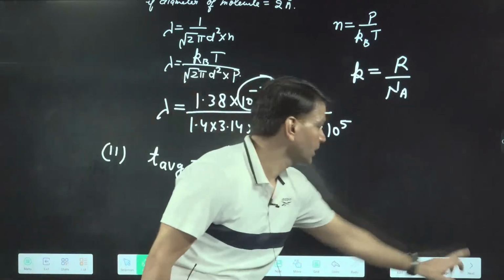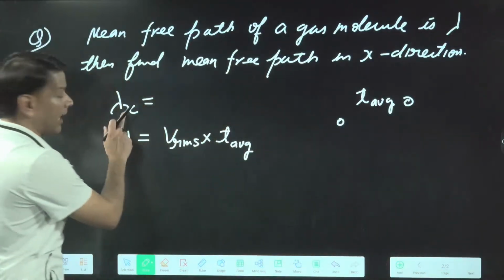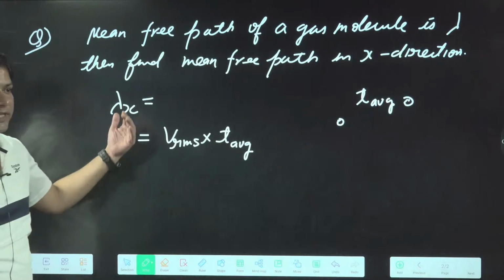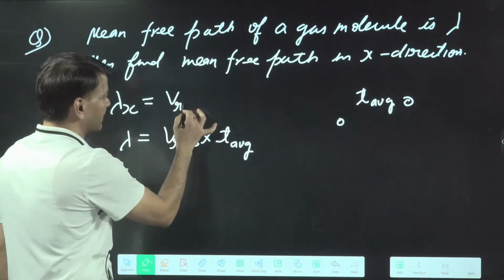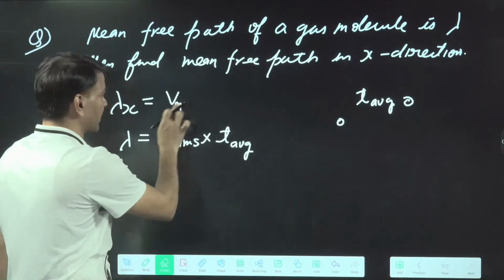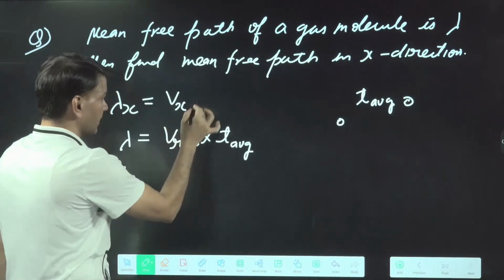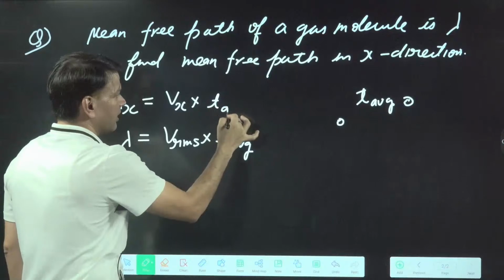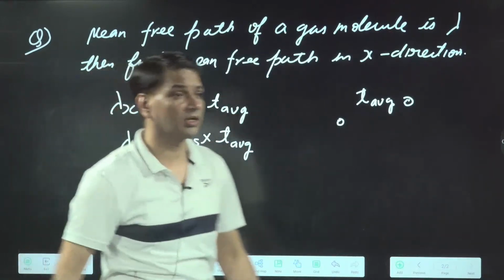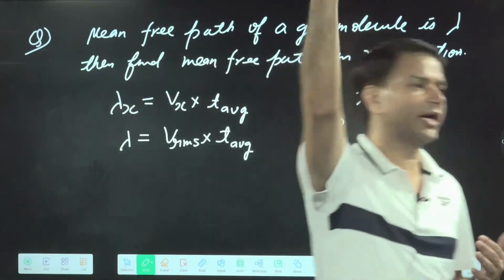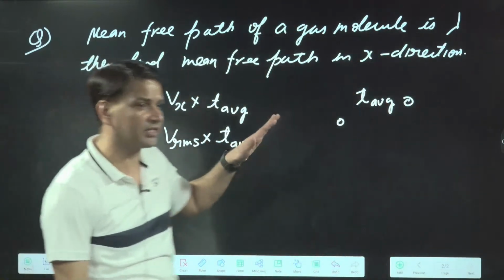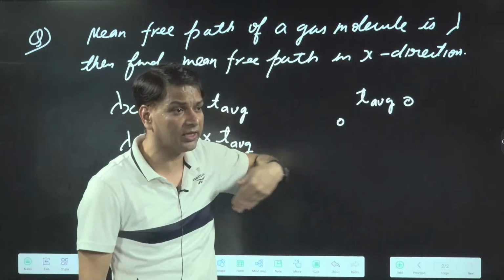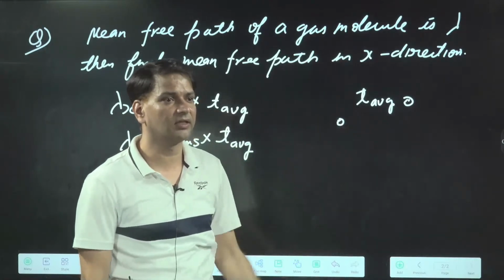Okay. Now I need lambda x, the mean free path in the x direction. So lambda x I can write as Vrms, or velocity in the x direction, into time. It will take the same time. Why the same time? Because in the time when it is colliding with any other molecule, the average time is the same. In the same time it is traveling the lambda distance. I am asking only particularly in the x direction.